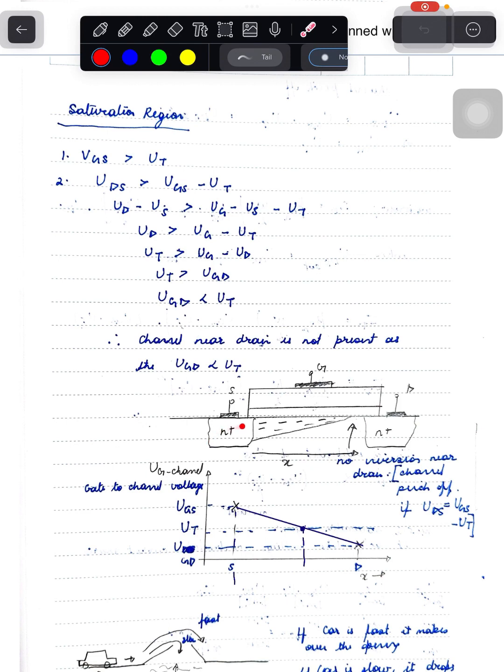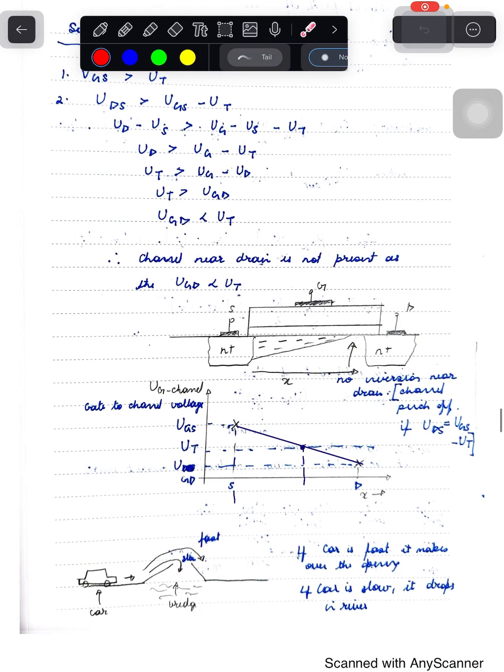How does the electron flow when there is no channel near the drain? An analogy is, consider a bridge with an opening. If the car is fast, it can jump over the bridge and cross the opening. However, if the car is slow, it falls into the opening. Here the electrons are fast enough such that they jump over the no inversion region present near the drain.